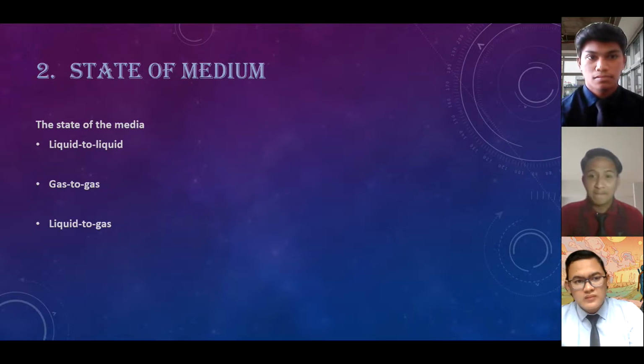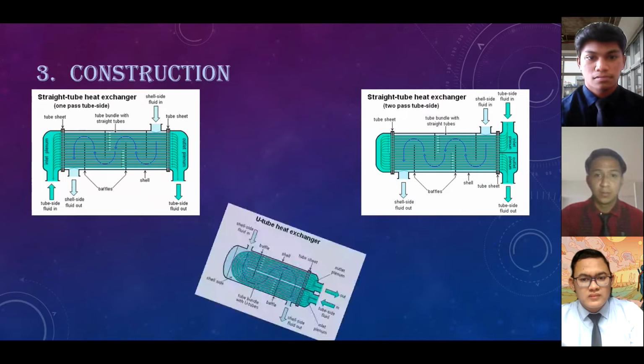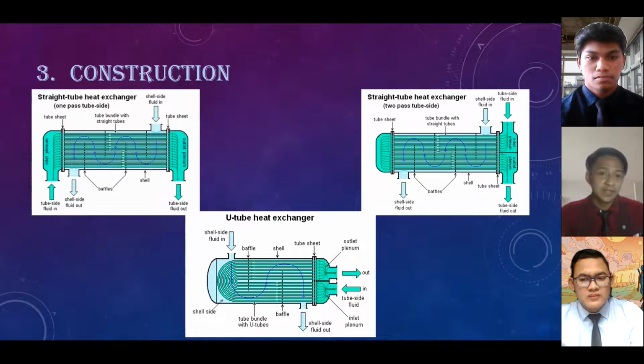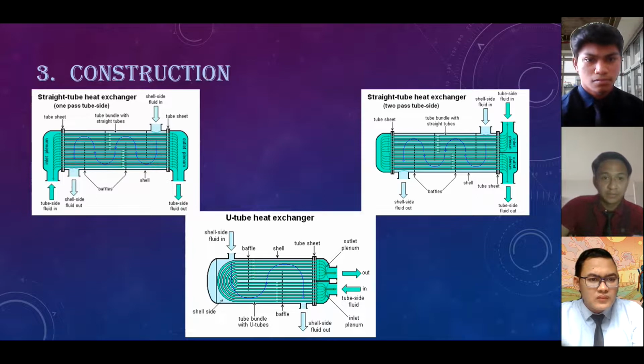Next, construction. There can be many variations on the shell and tube design. Typically, the end of each tube is connected to a plenum, sometimes called a water box, through holes in a tube sheet. The tube may be straight or in the shape of a U-tube.